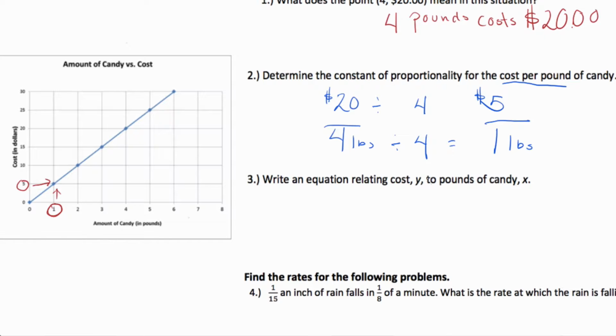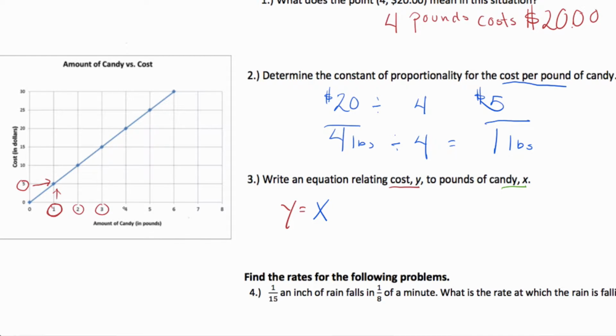All right, now write an equation relating the cost of candy, y, to the pounds, x. So what we're going to start off with is y. I want to relate y. So I'm going to say y equals, and I want to find the cost of the candy. So I need to know how many pounds I'm going to buy. I could buy 1 pound, I could buy 2 pounds, I could buy 3 pounds. I could buy any number on that x-axis.